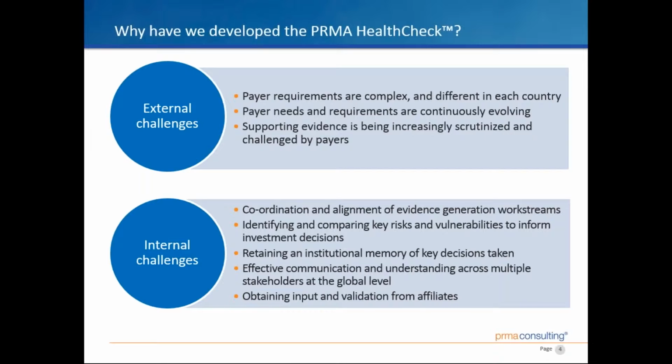Some of the internal industry challenges relate to issues identified in terms of coordinating and aligning evidence generation work streams, assessing and identifying key risks and vulnerabilities in order to inform investment decisions, retaining an institutional memory of key decisions taken across various milestones in a product development lifecycle, and effectively communicating across functions and ensuring cross-functional alignment in terms of the access and evidence generation strategy, as well as making sure global and regional groups are obtaining timely and effective feedback and input from affiliates.